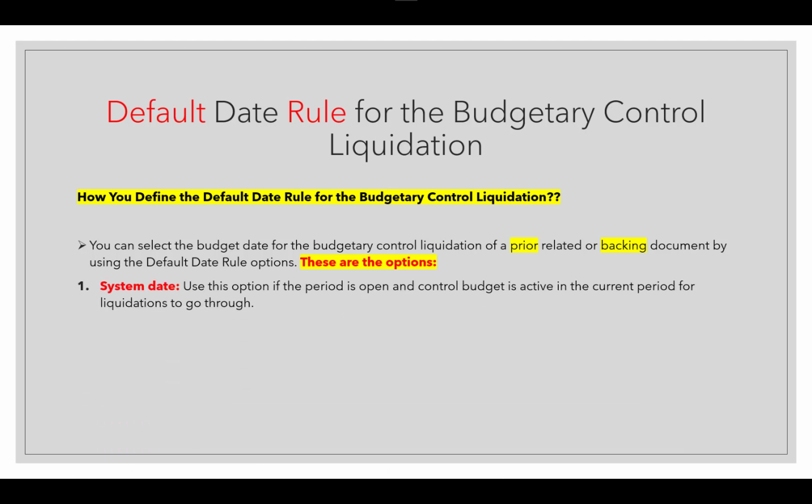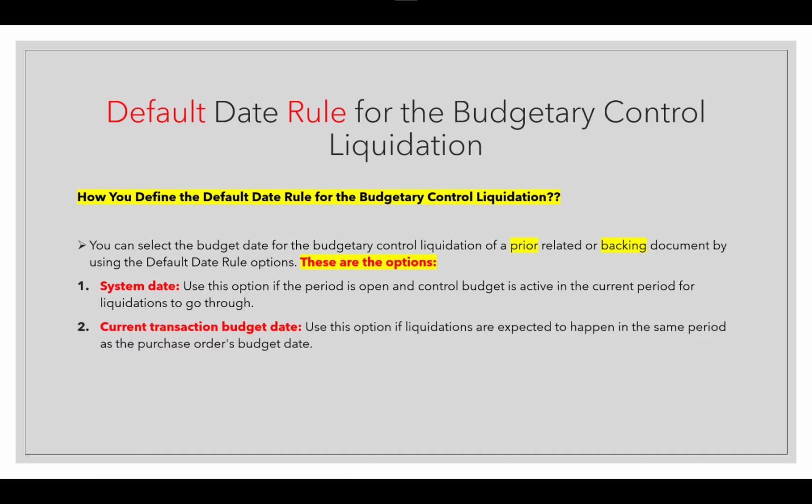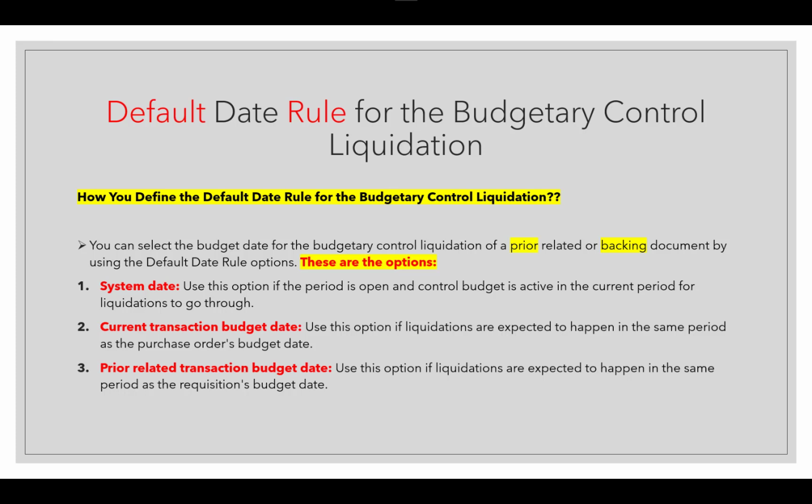System date: use this option if the period is open and the control budget is active in the current period for requisitions to go through. The second option is current transaction budget date. You can use this option if liquidations are expected to happen in the same period as the purchase order's budget date. Third, period related transaction budget date. You can use this option if liquidations are expected to happen in the same period as the requisition's budget date.